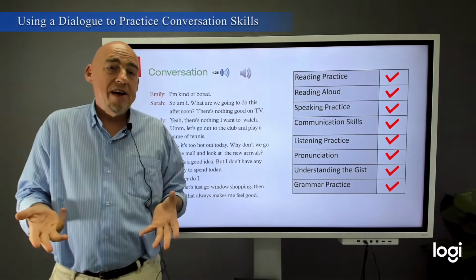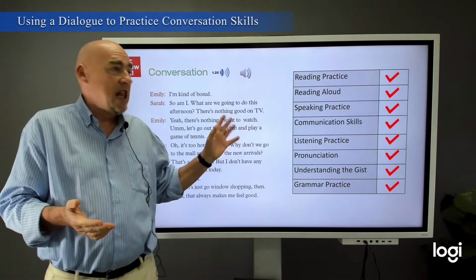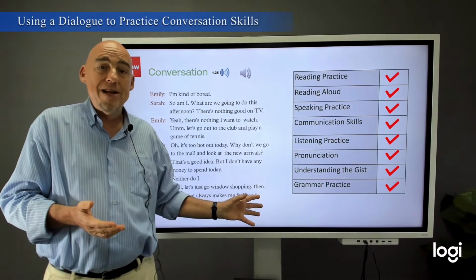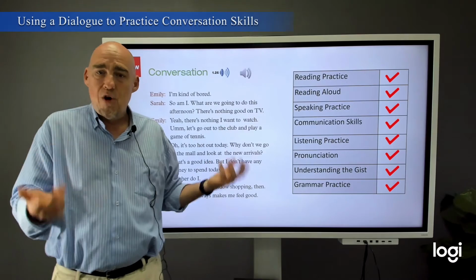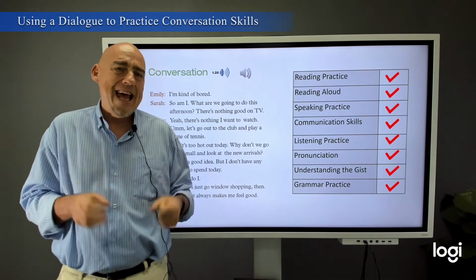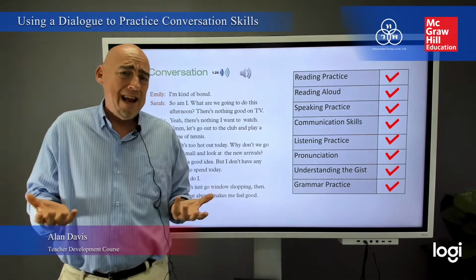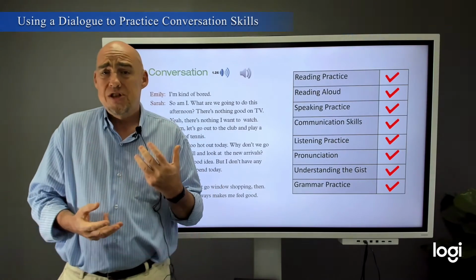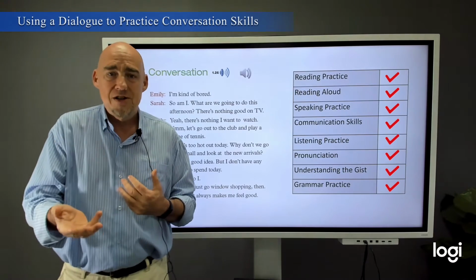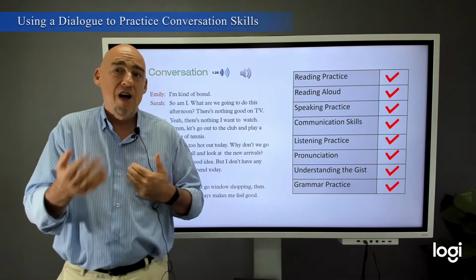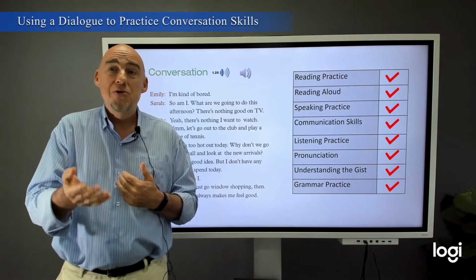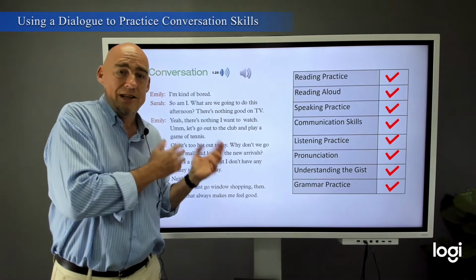So while it's obvious that we can use this kind of dialogue to teach a lot of different skills and do a lot of practice, there are some limitations to it. For instance, what I really want to get out of a dialogue is I want my students to be able to converse. I want them to see how people talk and then to be able to do that without having to read the dialogue.